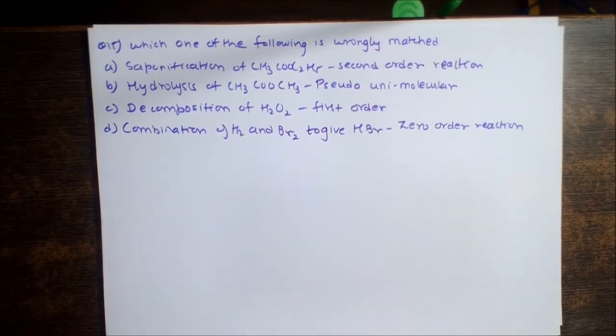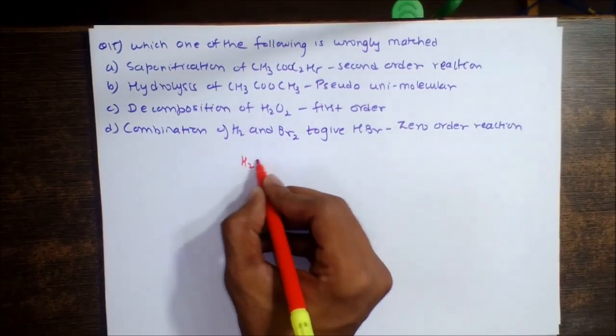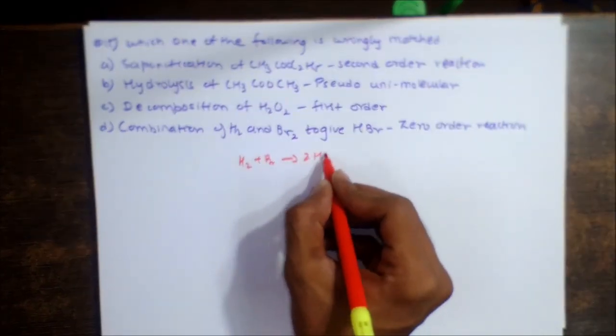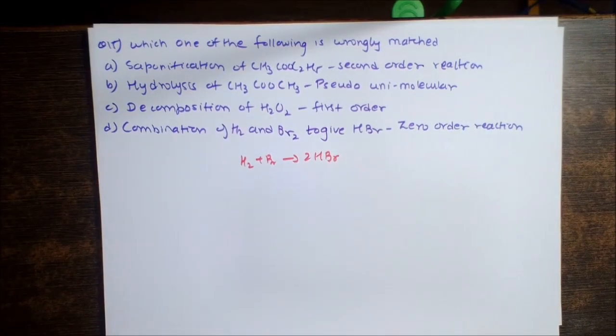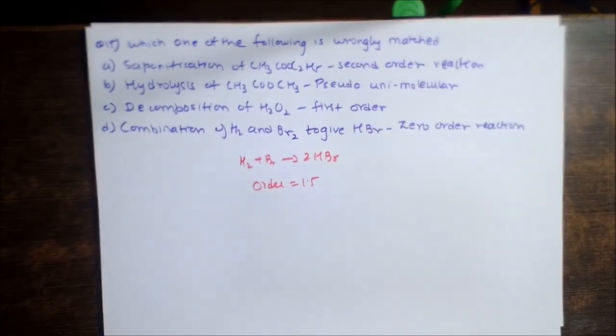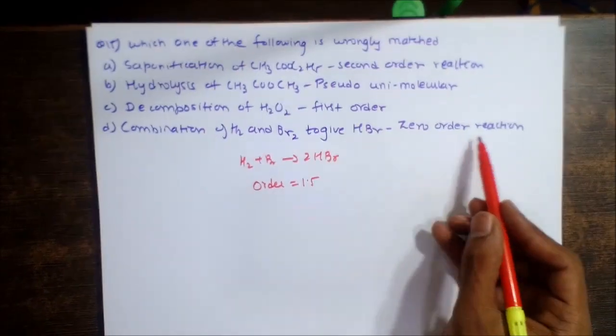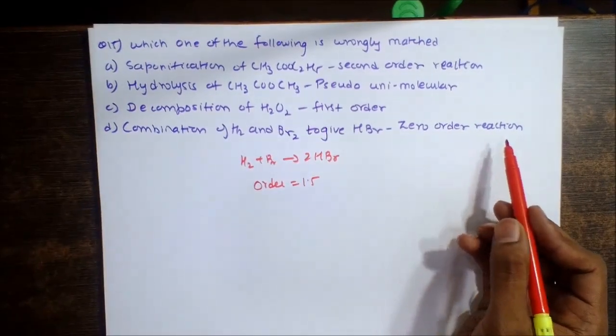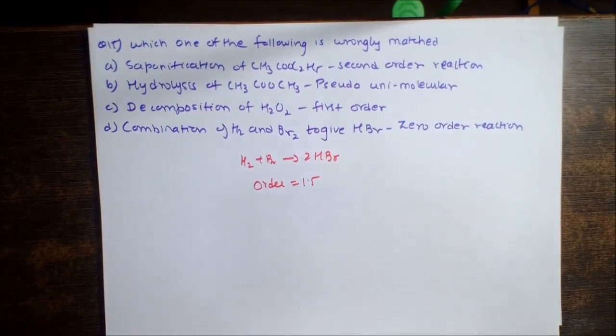Now this is more of a factual question. So saponification of CH3COOC2H5 is actually a second order reaction. Hydrolysis of CH3COCH3 is correctly matched as a pseudo unimolecular reaction. Decomposition of H2O2 is a first order reaction. Now in case of H2 plus Br2, which gives you 2HBr, this reaction has an order equal to 1.5. Here it is given that it's a zero order reaction. That means this is wrongly matched. So option D would be your correct answer.